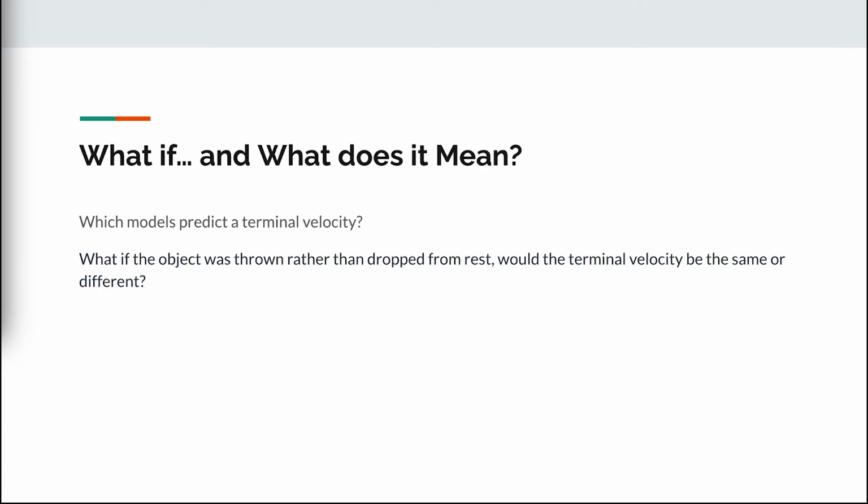If the object was thrown rather than dropped, would the terminal velocity be impacted? The terminal velocity would be the same because in most cases, the terminal velocity is specific to the object. The initial velocity has no impact on the object's terminal velocity. This means that the object would still reach that same terminal velocity even though it has a much faster initial velocity. It's likely that the object would just reach the terminal velocity at a faster rate than the object that was dropped from rest.